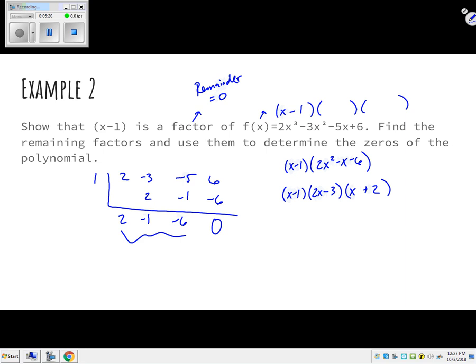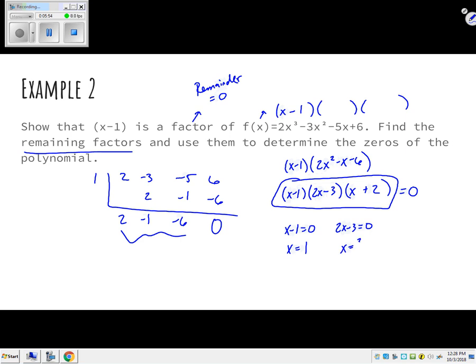So what I have done is I have found the remaining factors. Okay. This is what the factorization looks like. I want to use them to determine the zeros. So the zeros is going to be what makes the remainder 0, what makes the whole thing equal to 0. And so I just take each one of these factors, set them equal to 0 and solve. On this one, I'm adding 3, dividing by 2, to get my remaining zeros.